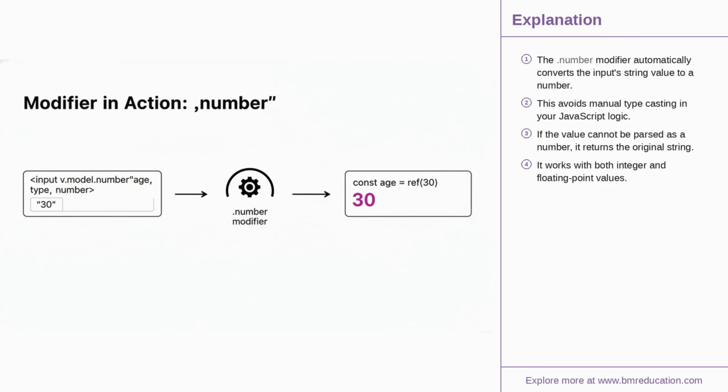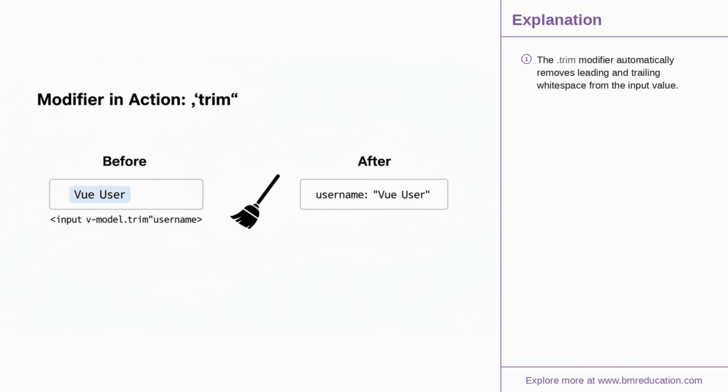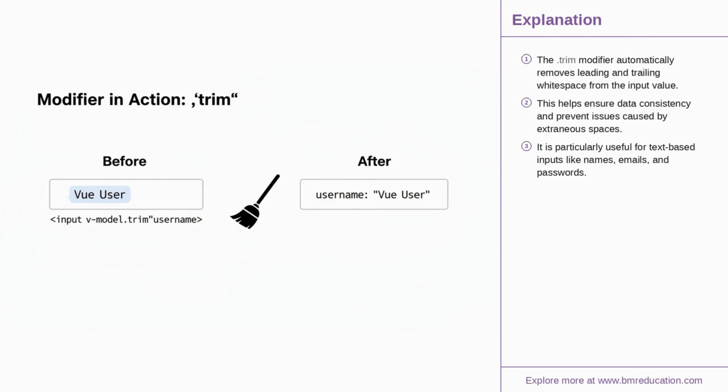Even when you use input type number, the value returned from the DOM is always a string. The .number modifier automatically typecasts the input's value into a JavaScript number, saving you from manual conversion with functions like parseInt or parseFloat. Finally, let's look at .trim, a simple but essential tool for data hygiene. It automatically removes any leading or trailing whitespace from the user's input before syncing it with your data.